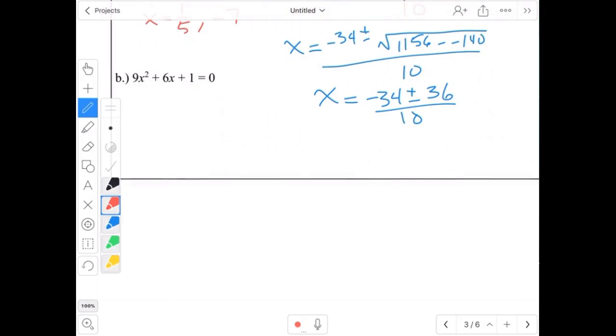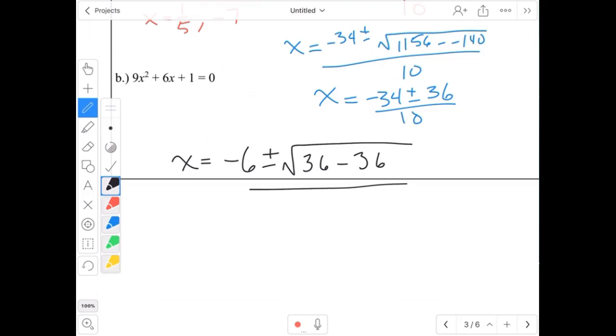Let's take a look at our second problem. So again, x is equal to negative b, so that would be negative 6, plus or minus the square root of b squared, so I'm going to do that right away, minus 4ac. So that's going to be 4 times 9 times 1. So that'll be 36, all over 2a, so all over 18. So 36 minus 36 is 0, square root of 0 is 0. So we get 6 over 18. If we're adding 0 or subtracting 0, we're going to get the same thing. So this would be equal to negative 1/3.